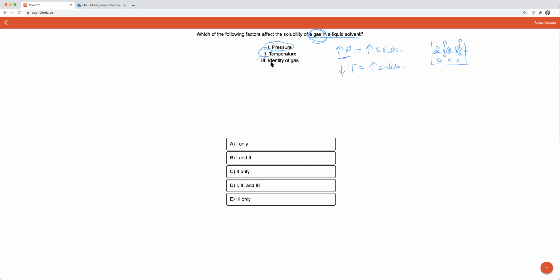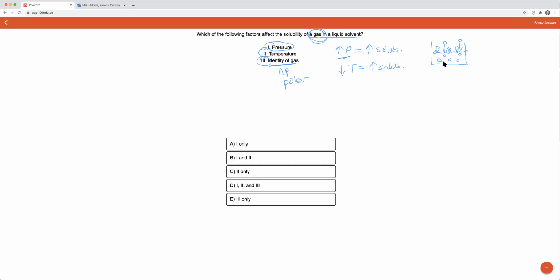But also the identity of the gas is a factor. And we don't really talk about that too much in the lesson, and that's part of the reason why I wanted to discuss this problem. If you think about it, it goes back to what we did in the previous question. Whether it's nonpolar or polar will determine how soluble it is in water.